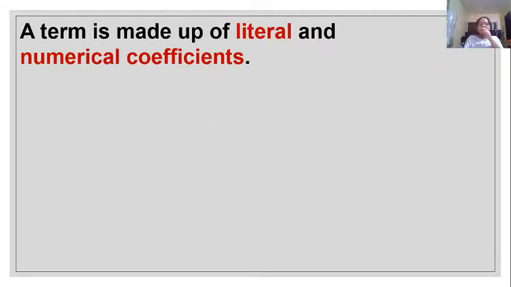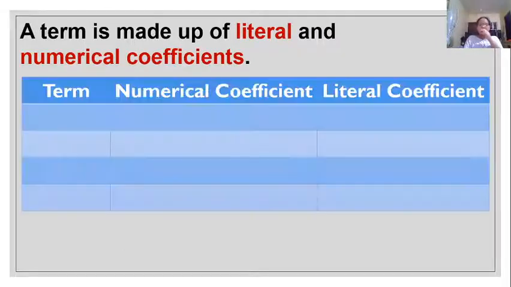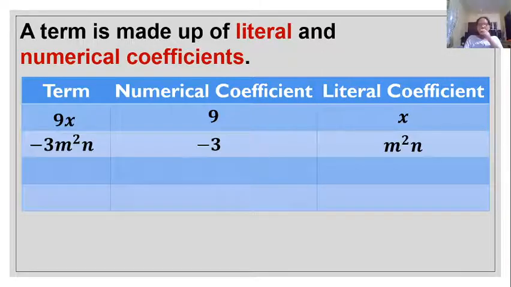A term is made up of literal and numerical coefficients. For example, in 9x, the numerical coefficient is 9 and its literal coefficient is x. In negative 3m squared n, the numerical coefficient is negative 3 and the literal coefficient is m squared n. In ab cubed c, the numerical coefficient is 1 there, so 1 is invisible. If we cannot see any numerical coefficient on a term, it's understood that it's either 1 or negative 1.